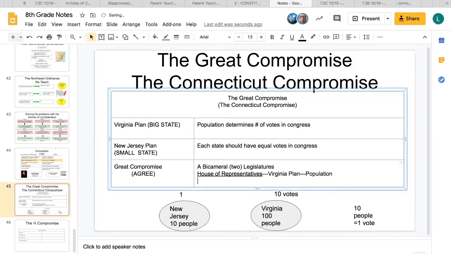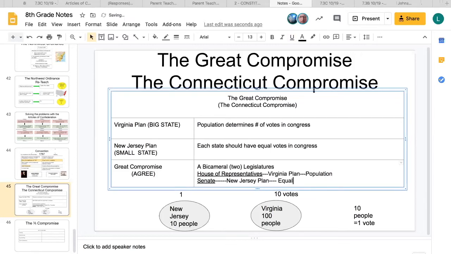And we're going to have another legislator, a whole other legislator, a new house. This one is going to be called the Senate. And the Senate is going to be based on which plan? The New Jersey plan. And in the Senate, all the states are going to be equal.